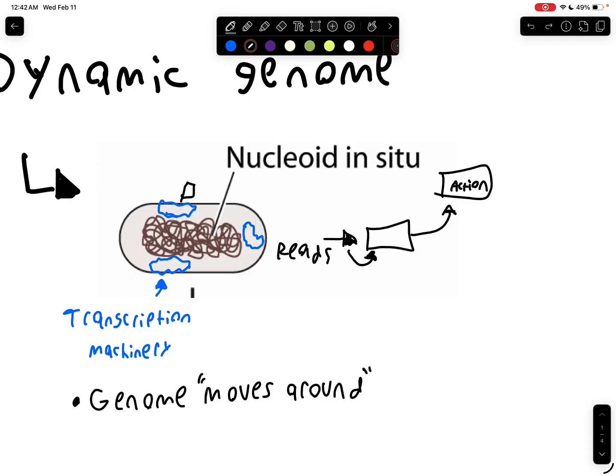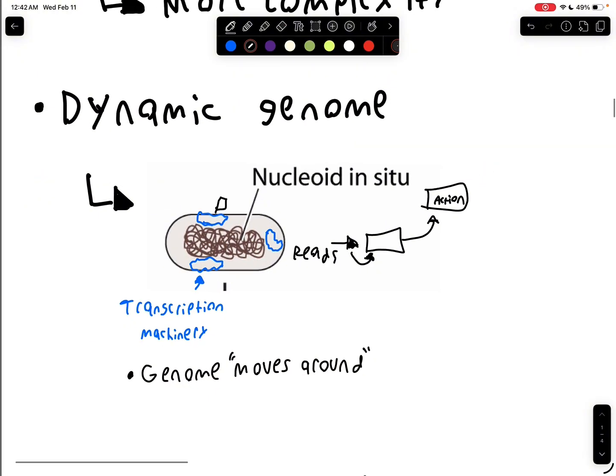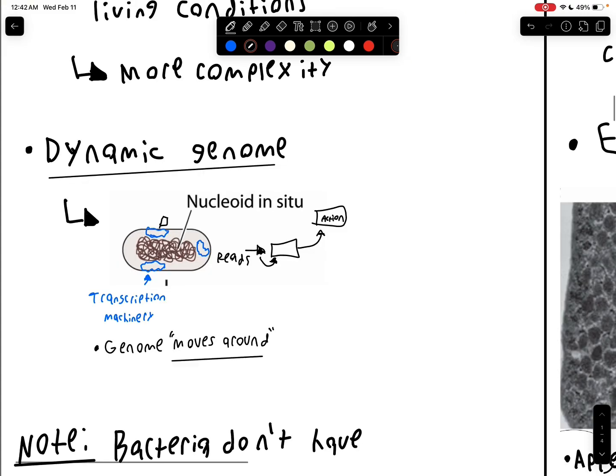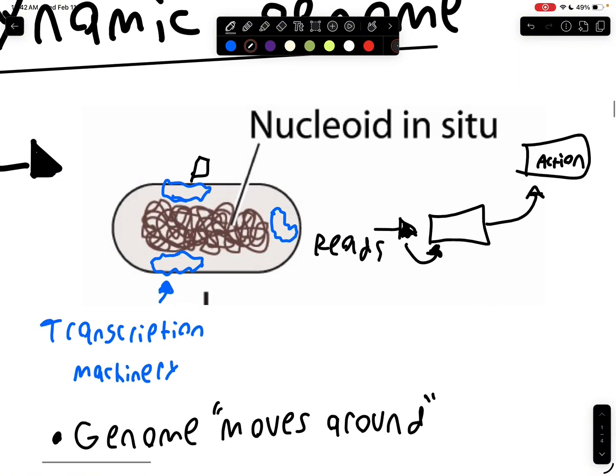And so if you think about this, what if I want to read this section of DNA over here? I can't, right? If the DNA is just like this, I can't read that. And so what that means is it's a dynamic genome. The reason it's dynamic is because it moves around. So as you can see over here, it moves around, right? This transcription machinery sometimes needs access to the stuff on the outside. Sometimes it needs this piece of DNA over here. And to do that, the genome has to constantly be moving around.